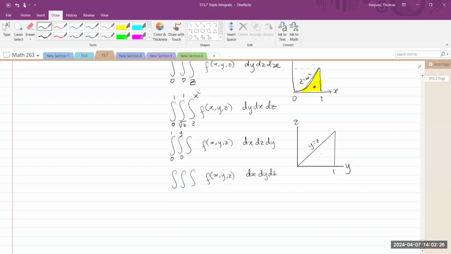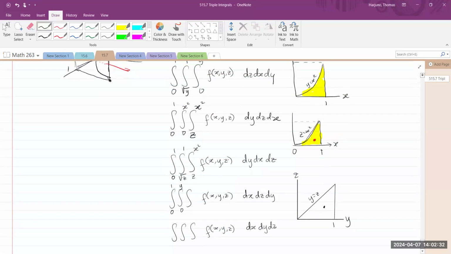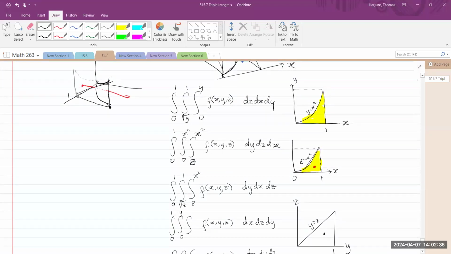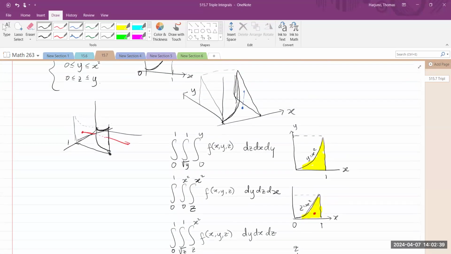Now the hard part is, if I pick a point on this YZ plane, and I move in the x direction into the solid, I will enter the solid at that parabolic cylinder, and then I get out at the plane x equals 1. Does it make sense for you?